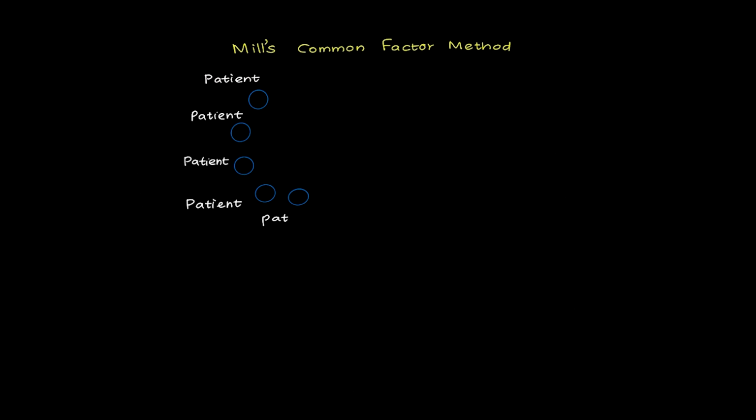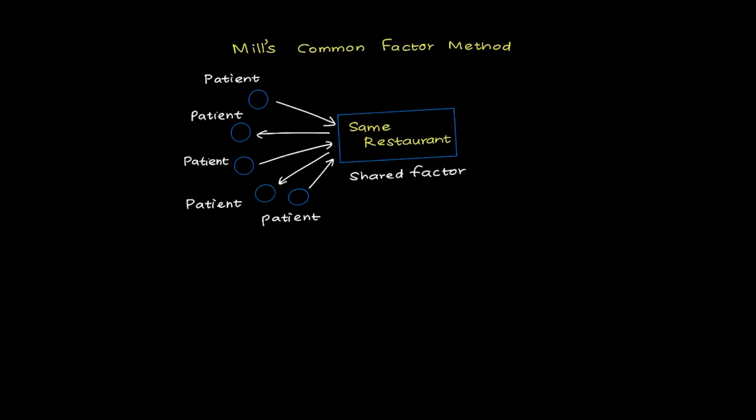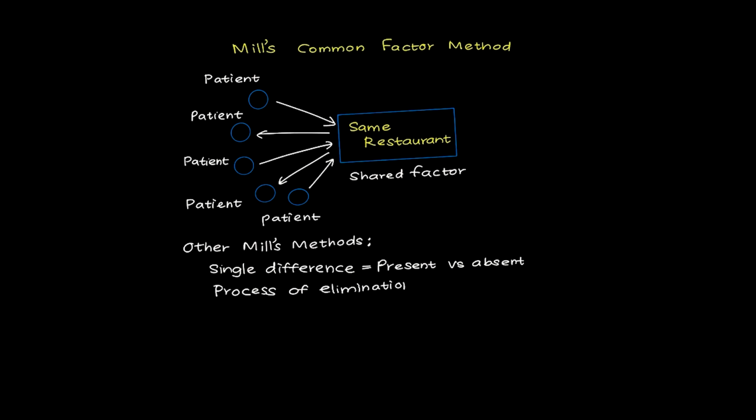20 patients got food poisoning, and investigators discover they all ate at the same restaurant the same evening. They're looking for what all cases share. This is Mill's common factor method, analysing causation by finding a single shared element among all affected cases. The single difference method looks for what's present in one situation, but absent in a similar one, not what's shared across all. Process of elimination means ruling out possibilities one by one until one remains. Concomitant variation looks for patterns where cause and effect vary together.